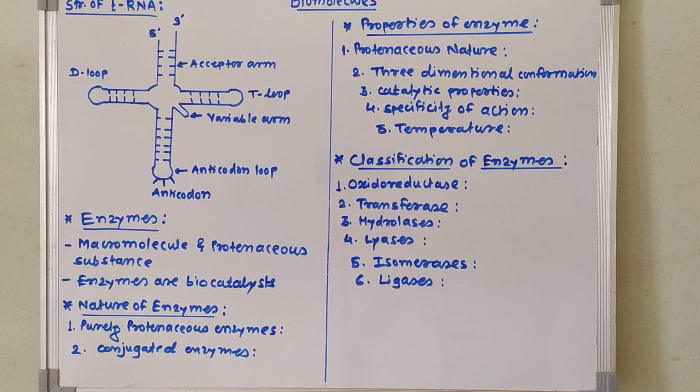After the protein, we started the nucleic acid. In that nucleic acid, we studied where the nucleic acid is present and the types of nucleic acid. There are mainly two types of nucleic acid, that is DNA and RNA, meaning deoxyribose nucleic acid and ribose nucleic acid. Then we studied the detailed structure of DNA as well as RNA.